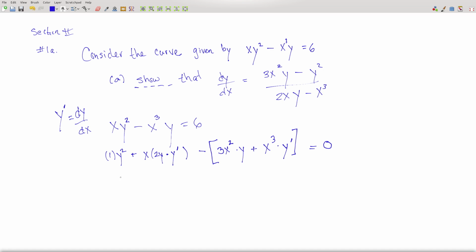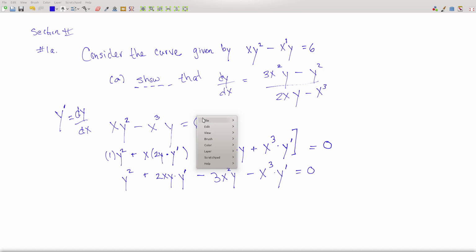Okay, I'm going to first just clean things up. 1 times y squared is y squared, plus this is x times 2y times y prime. I'll write that as 2xy y prime. How about this subtraction sign? Let's distribute that negative sign. So this is minus 3x squared y minus x cubed times y prime. All of this equals 0.